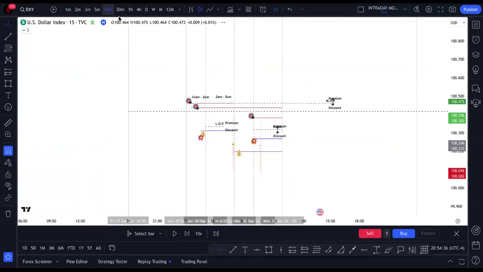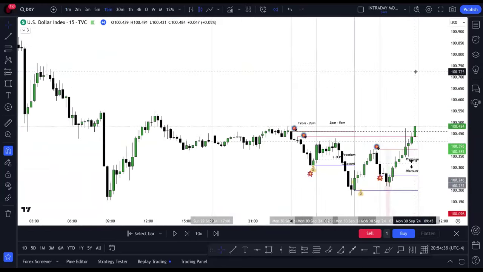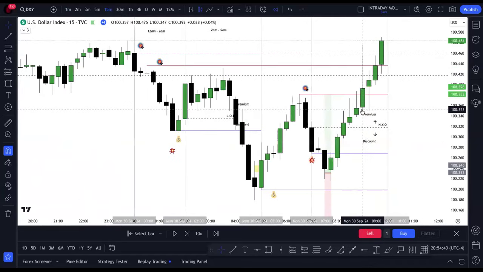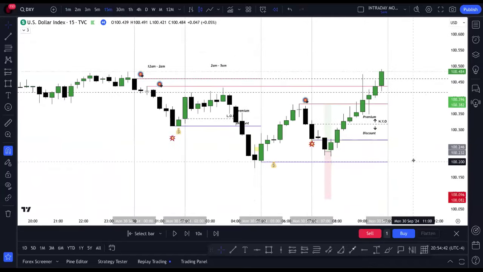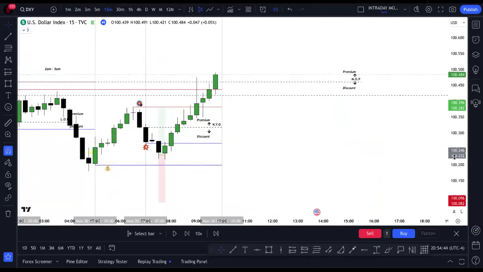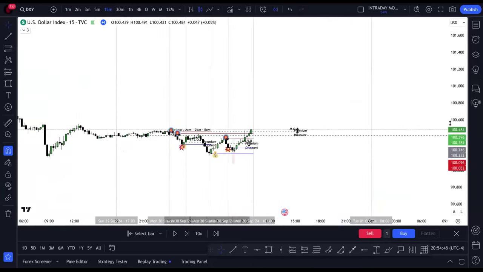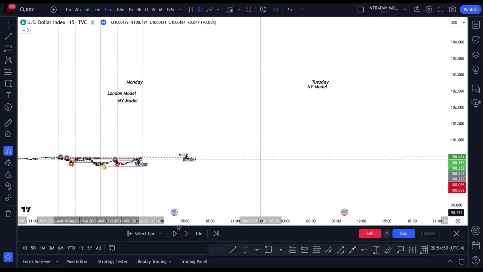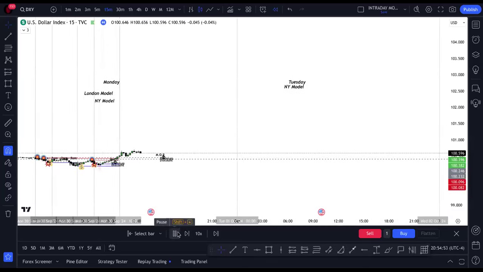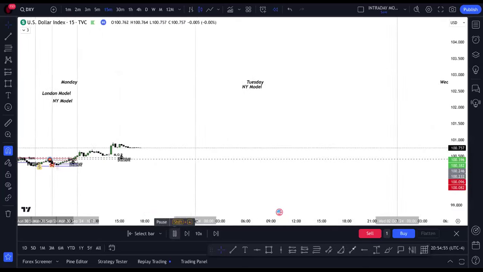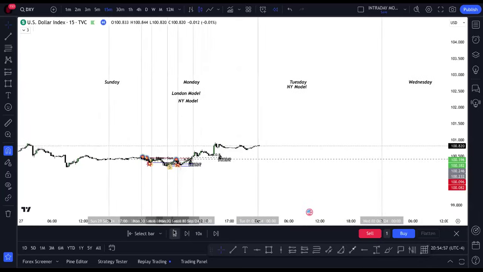Let's go back on the 15-minute chart. All right, and that's not even going into the new month yet. That's the last day of the month going into October, right? Yeah. So let's take a look at Tuesday now. New York model. Play it all the way over there. And look how much further this trade runs on.